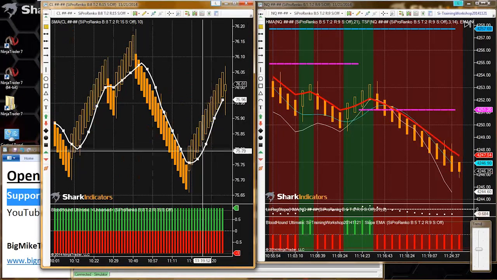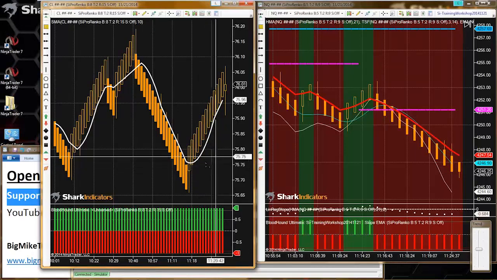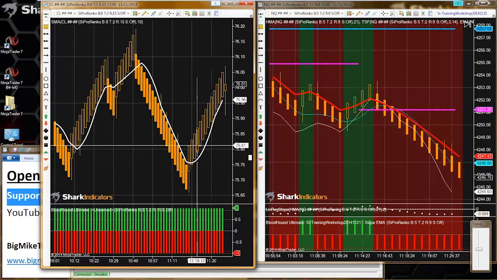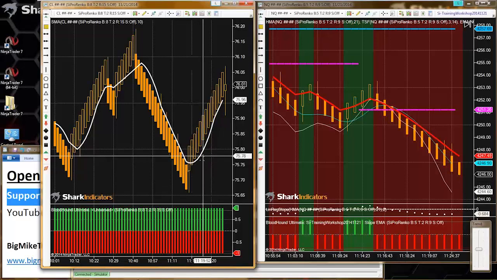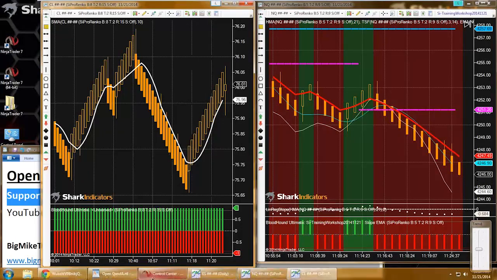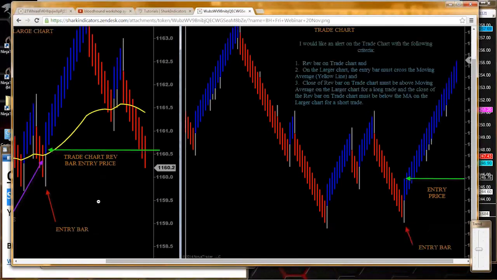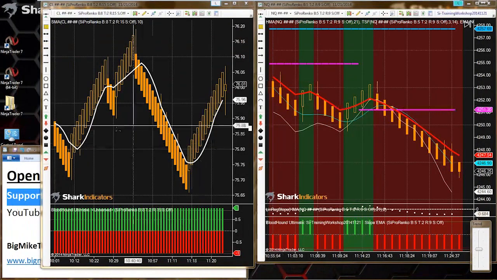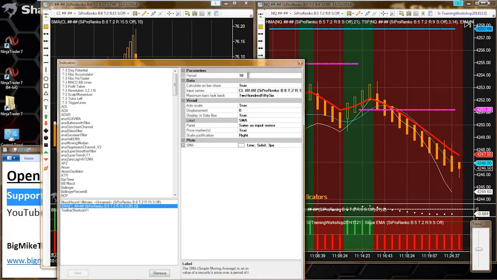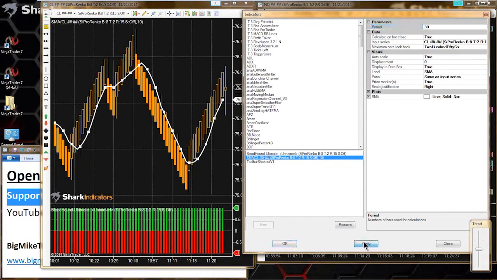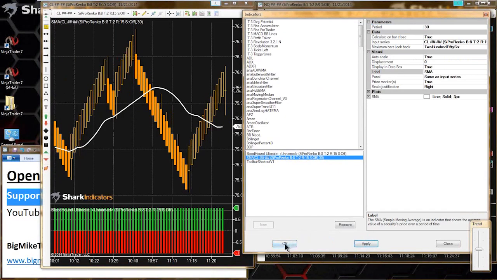All right. So let's see. I have an SMA 10 on the higher time frame, and let me take a look at this chart here. Probably up that number there so it looks a little closer to the chart, and there we go.